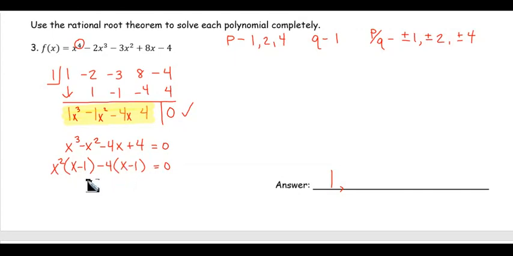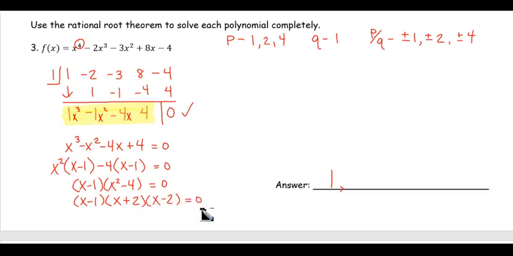Now, what do these 2 terms have in common? X minus 1. And that leaves me with x squared minus 4. Now, don't forget, a lot of times we have additional factoring that can be done. This is the difference of 2 squares. So it breaks down into x plus 2 and x minus 2.